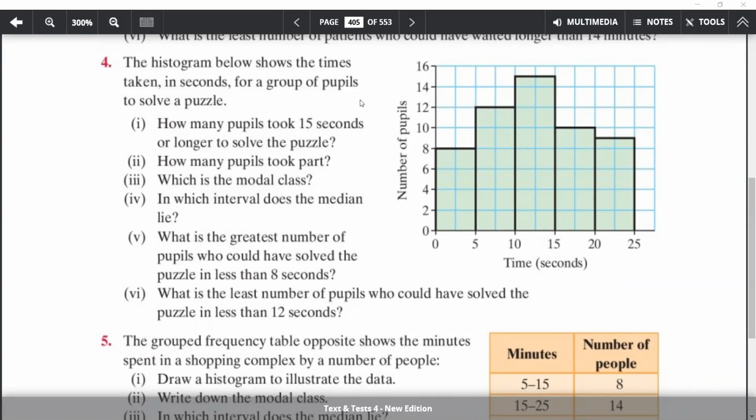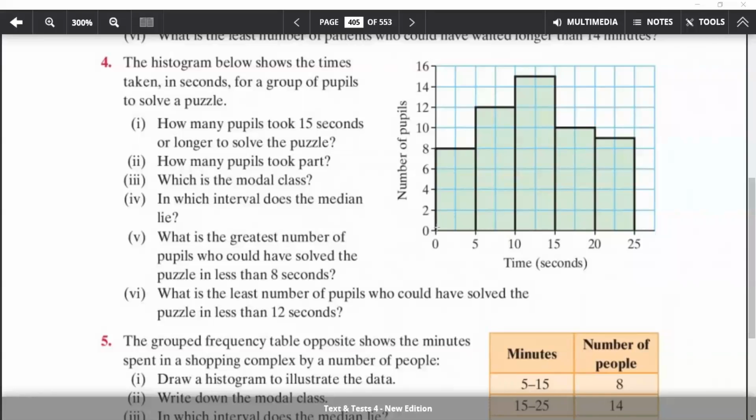The histogram shows the time taken in seconds for a group of pupils to solve a puzzle. First of all, time is a continuous quantity and histograms always show continuous quantities. A bar chart is what you use if you're working with discrete data, and the main difference is that there's a bit of a gap between each bar in a bar chart. A histogram doesn't have that. So it's continuous data, and also everything is always in intervals.